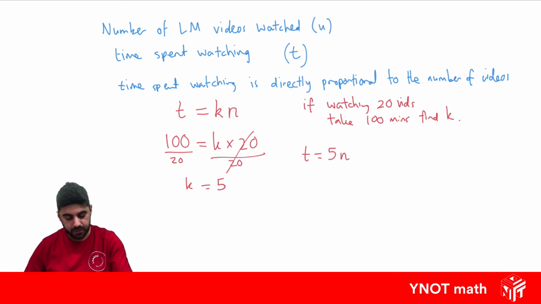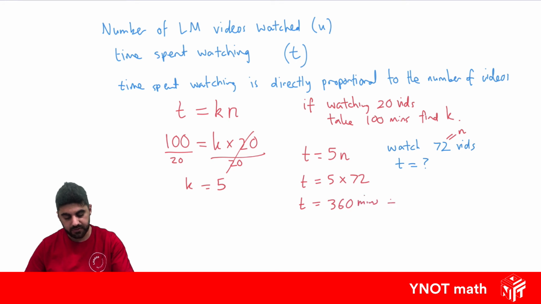So next question. If you watch 72 videos, how much time do you spend watching? So here, number of videos is going to be 72. So we can put that in our formula. So it just becomes 5 times 72. So we get t equals 360 minutes. And we can divide that by 60 to get time spent watching is 6 hours.